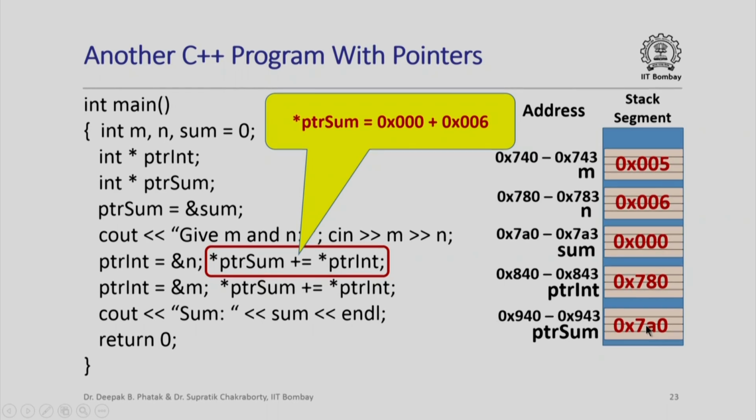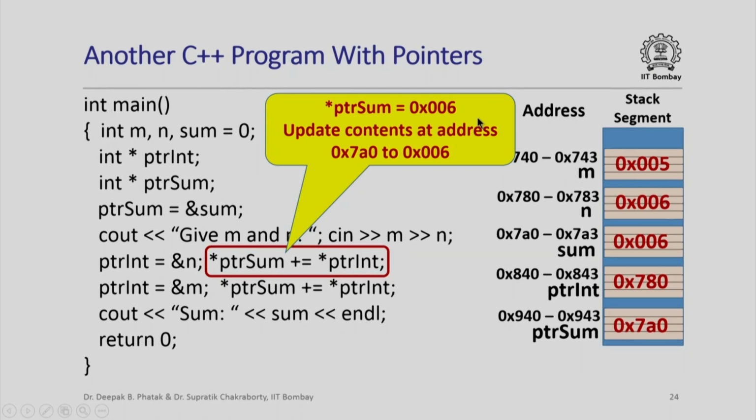Pointer sum is hex 7A0. So if I go to this address and find the value there, that is hex 000. What is the value at the memory location whose address is given by the value of pointer int? Pointer int has the value hex 780. So let us go to that address and read off the value from there, that is hex 006. So hex 000 plus hex 006 is hex 006. So basically this statement now amounts to saying star pointer sum is hex 006.